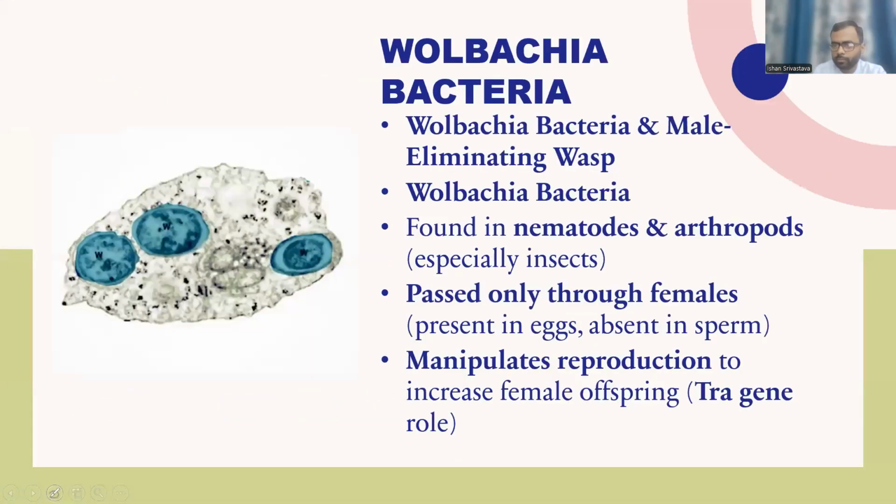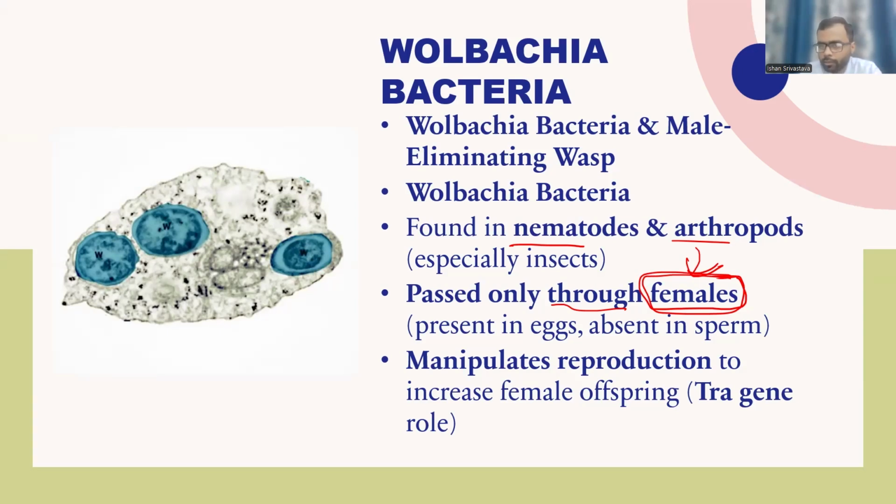which is Wolbachia bacteria. Now, Wolbachia is a bacteria which is found in insects, in nematodes and arthropods, and it can be passed only through females. This is a special characteristic of this bacteria, right? That it can only be passed through females. Now, because it can only be passed through females, if it enters a population, it will try and improve the population of females because it survives only in females, right? So that is the basic game of survival. You can say the basic rule of evolution.